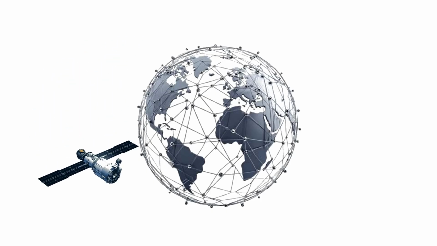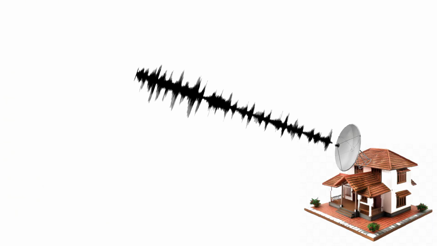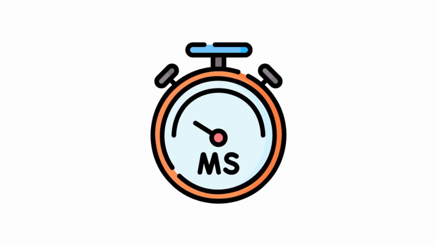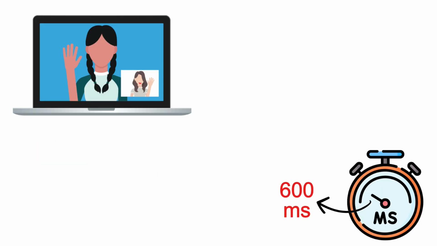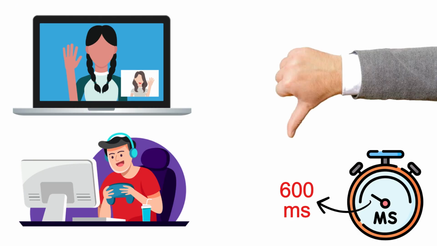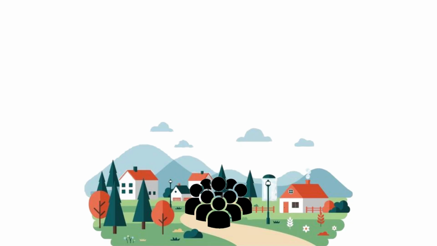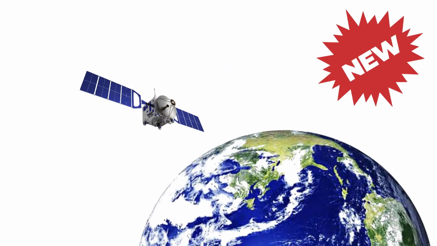Satellite internet. This connection is beamed from a satellite orbiting Earth, making it critical for rural areas where cables don't reach. A dish on your roof sends signals to a satellite about 22,000 miles above, which causes high latency, often around 600 milliseconds. This lag can make video calls or fast-paced gaming frustrating, and weather like heavy rain can interfere. For people in isolated areas with no other option, it's a lifeline. Newer low Earth orbit services are starting to reduce that latency significantly.